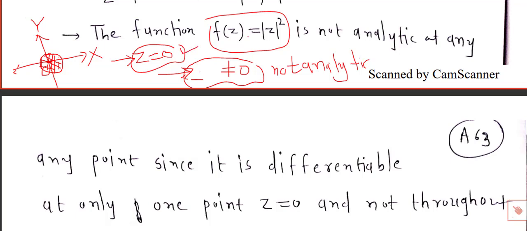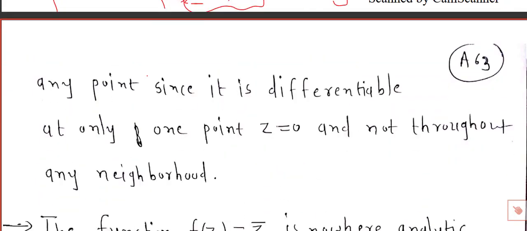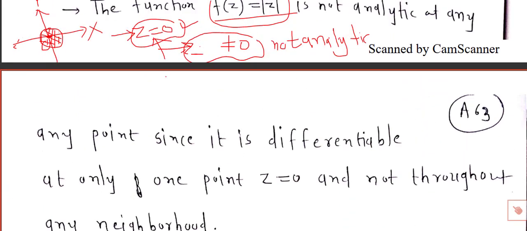Keep in mind, mod z square is differentiable at z equal to 0, but it is not analytic at z equal to 0 because we are not able to find out any neighborhood of z equal to 0 such that the function is differentiable at every point in that neighborhood. So mod z square function is not analytic at any point, and a function which is not analytic at any point is known as a nowhere analytic function. So nowhere analytic means it is not analytic at any point in the complex plane.